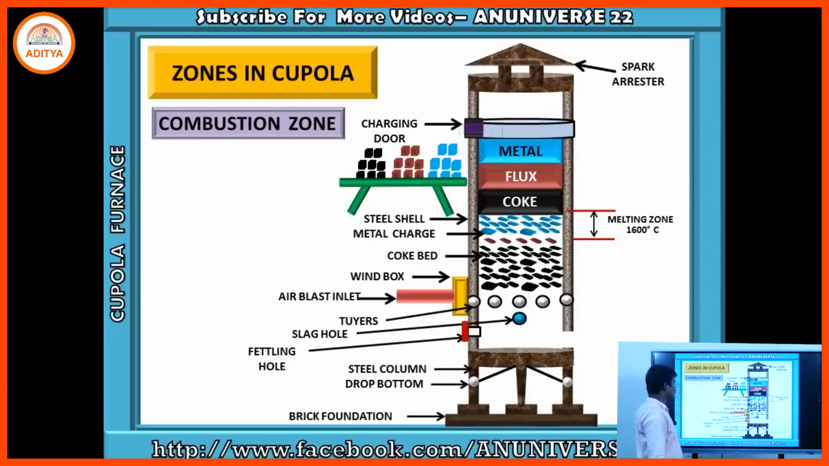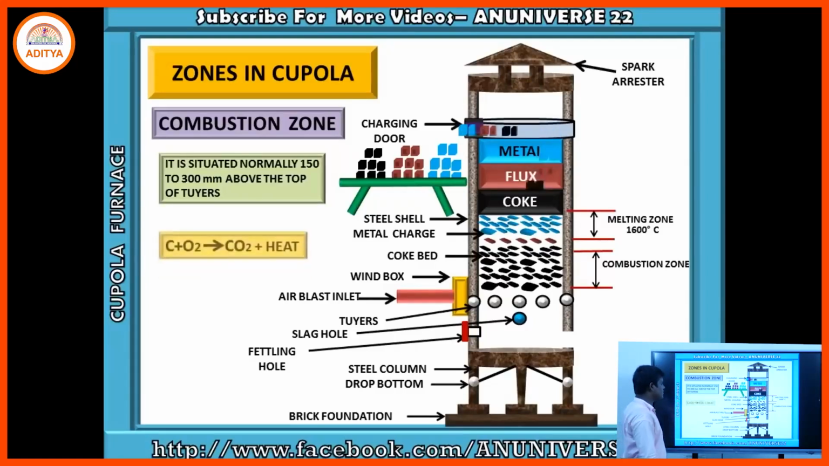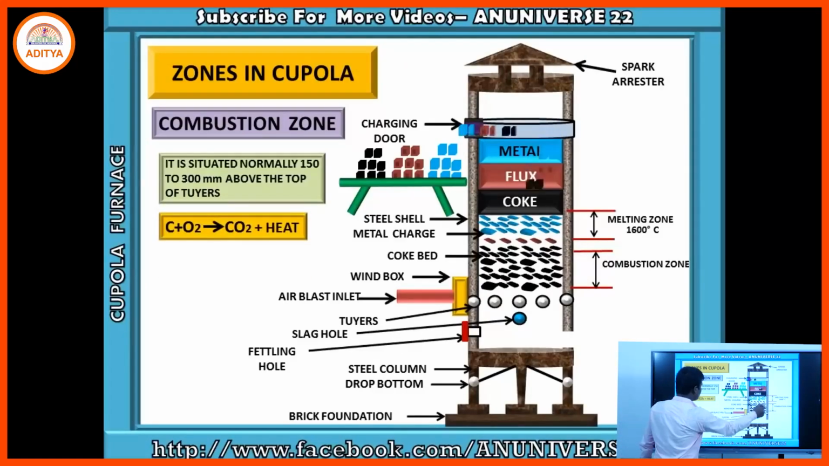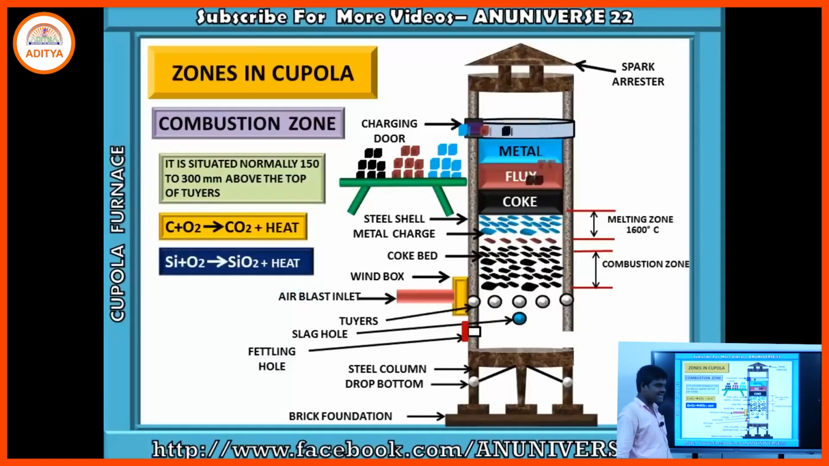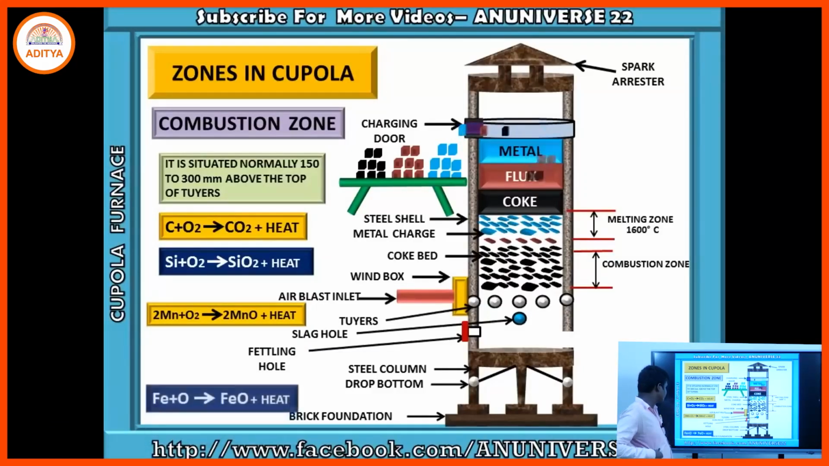Combustion zone. What happens in the combustion zone? It is situated normally 150 to 300 millimeters above the top of the tuyeres. That is the combustion zone. What are the reactions? C plus O2 gives CO2 plus heat, Si plus O2 gives silicon dioxide plus heat, Mn plus O2 gives manganese oxide plus heat, and Fe plus O gives ferrous oxide plus heat in the combustion zone.